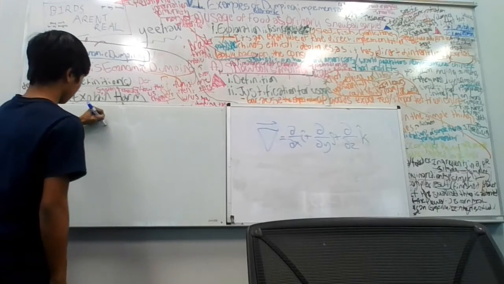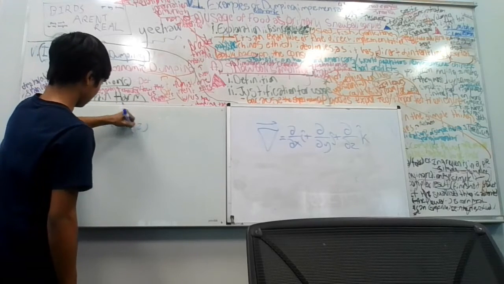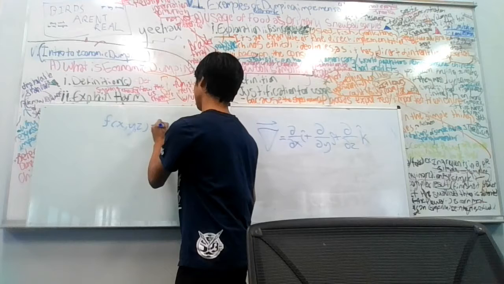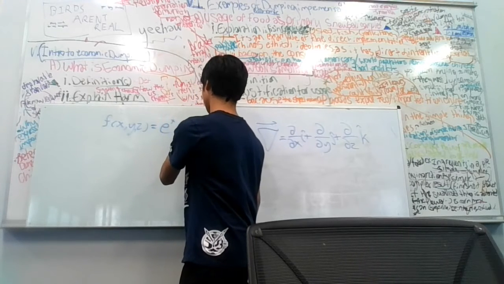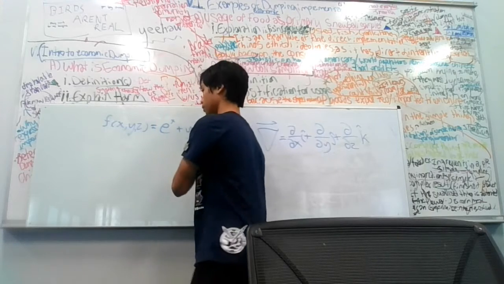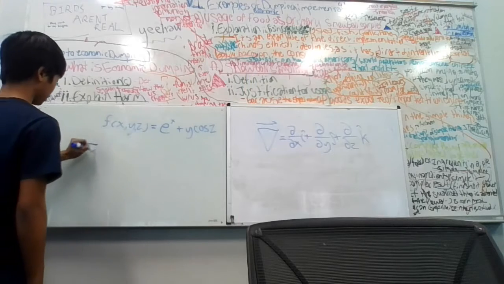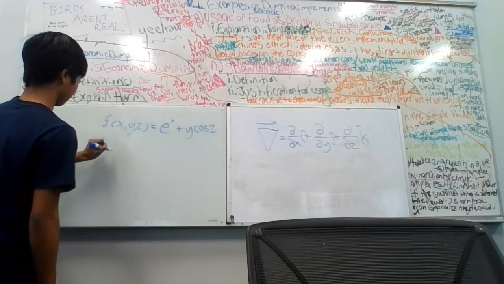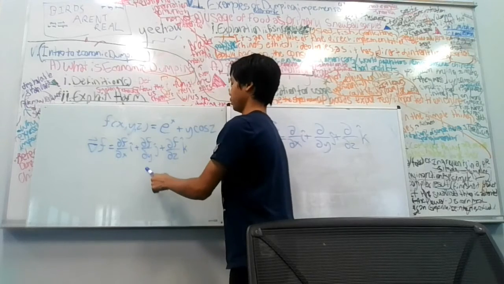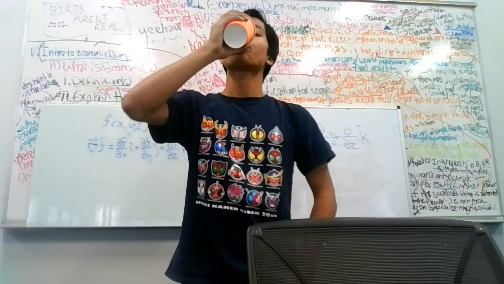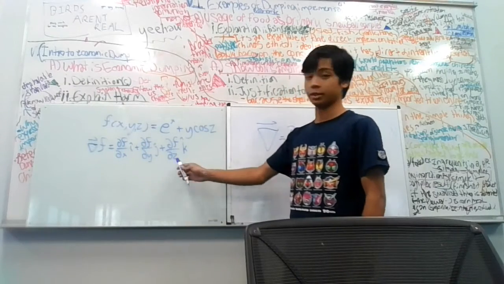So imagine we have a function that takes in parameters x, y, and z. Now I'm going to assign a random expression. Let's say it's e to the x plus y cosine z. If we were to take the gradient of that function, then our i component would be the x partial of the function, our j component would be the y partial, and the k component would be the z partial.